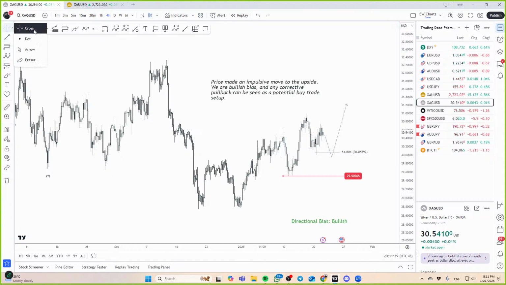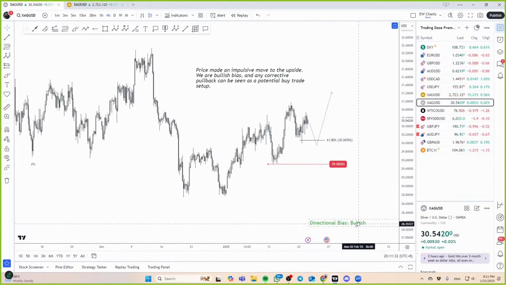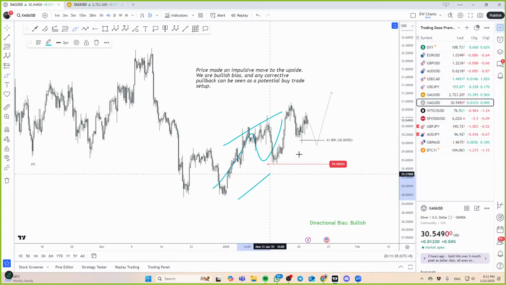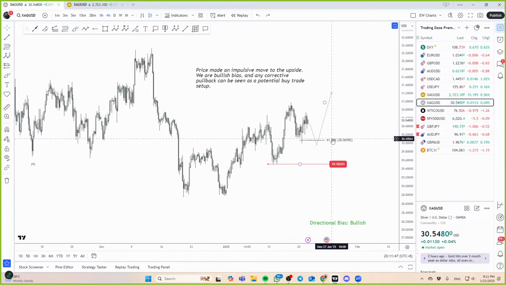Silver here, overall structure is bullish, but obviously you can see this move up is not very impulsive relatively. So that's something I'm a little bit cautious about, and I'm not seeing any clear setup at the moment.